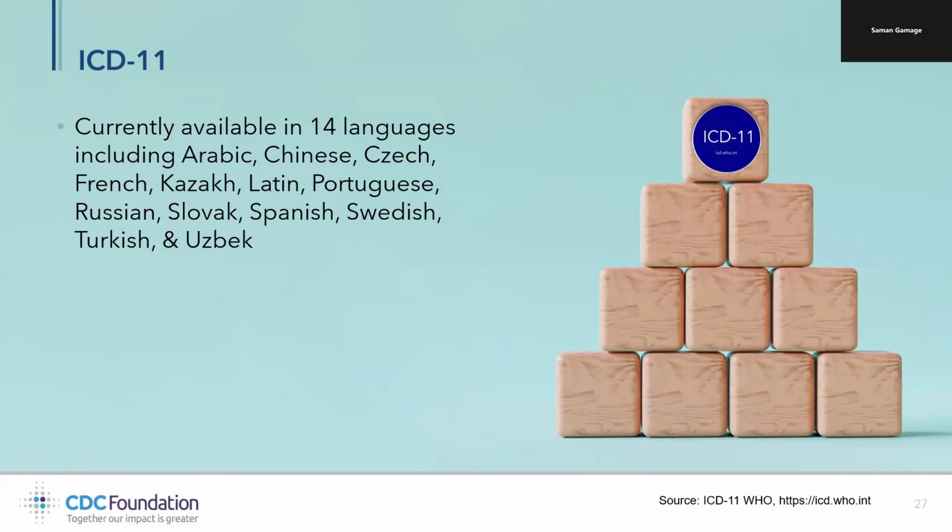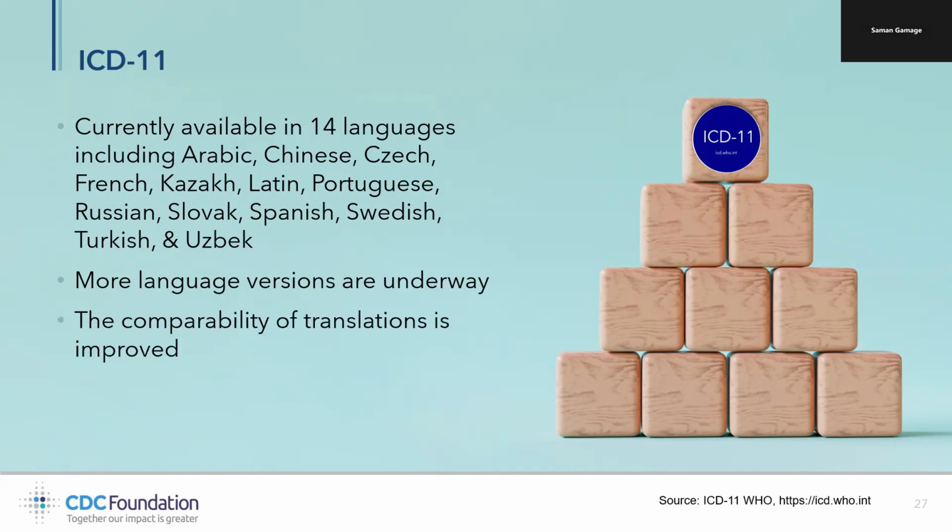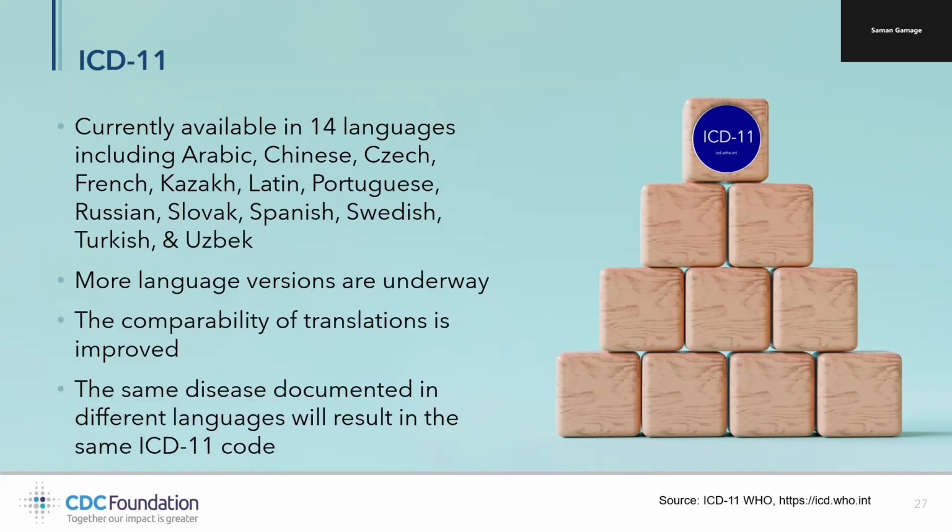ICD-11 is currently available in 14 languages, including Arabic, Chinese, Czech, French, Kazakh, Latin, Portuguese, Russian, Slovak, Spanish, Swedish, Turkish, and Uzbek, and more language versions are underway. The comparability of translations is improved. This means the same disease documented in different languages will result in the same ICD-11 code.